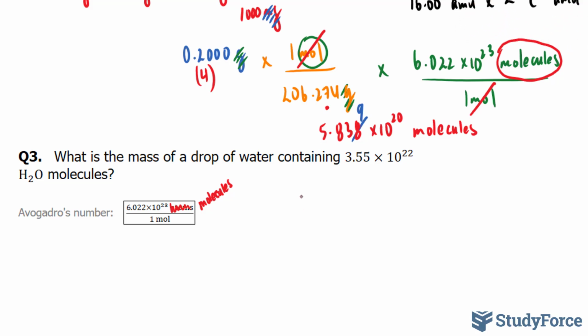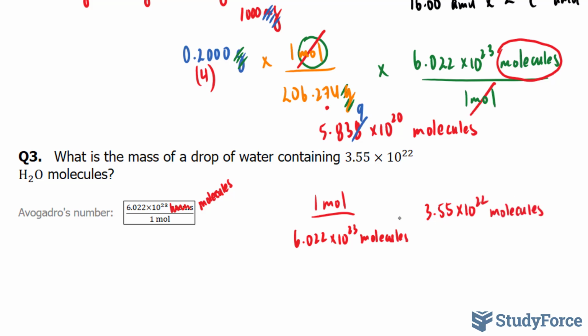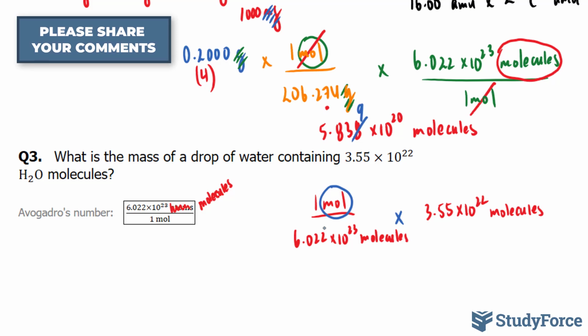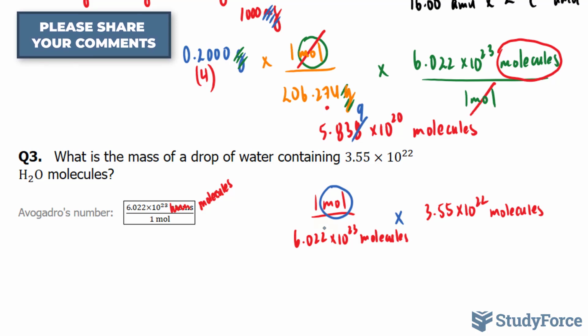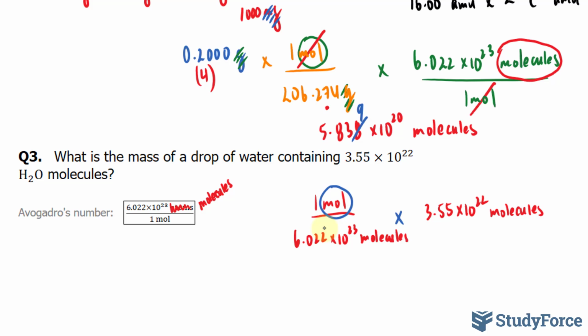And if I do that, if I flip it as 1 mole over 6.022 times 10 to the power of 23 molecules, and multiply it to the amount of molecules that they tell us, which is 3.55 times 10 to the power of 22, like this, I'll end up with the amount of moles. And from that, I can find out, using the formula mass of water, how many grams there are. And grams represents the mass. So let's go one step at a time.